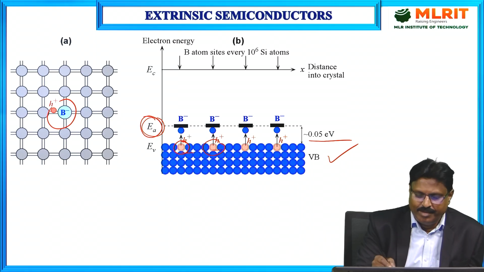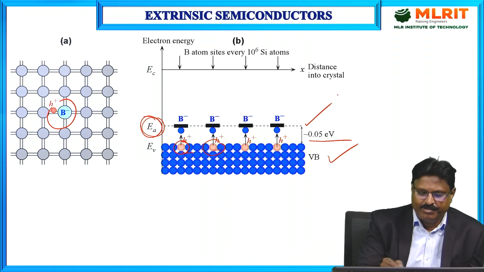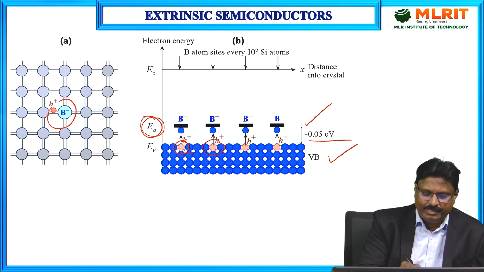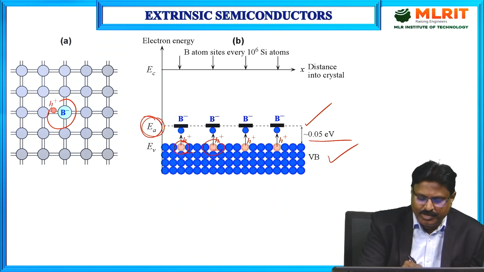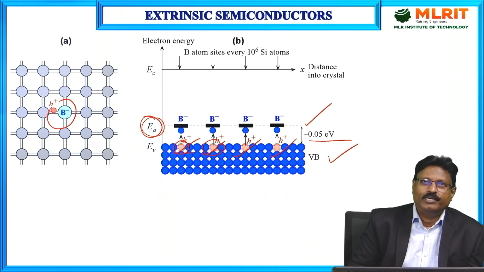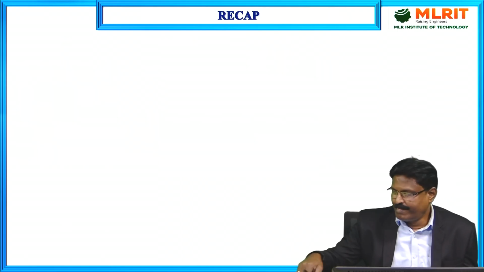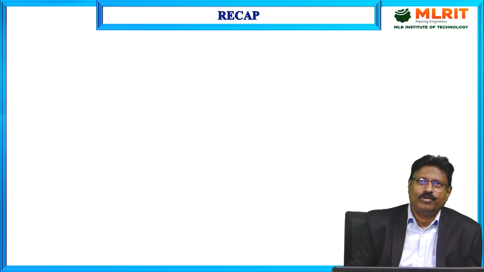This is what happens whenever you dope a group 3A element, boron, which is creating a discrete level. Here the holes will be there. The electrons from the valence band will move into these holes, creating a vacancy, that is nothing but a hole. So here the number of holes is increased, and by their movement the conduction of current happens inside the extrinsic semiconductor. So this is about extrinsic semiconductors, and I will be stopping my lecture.